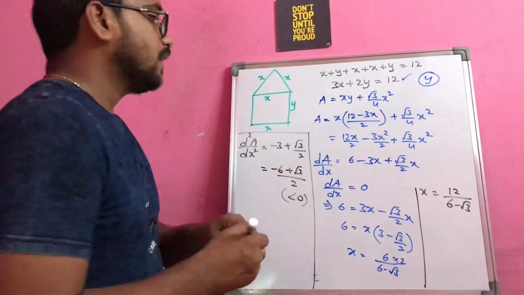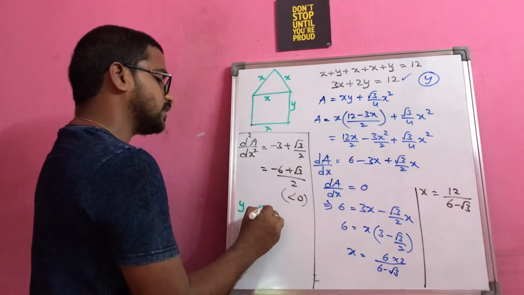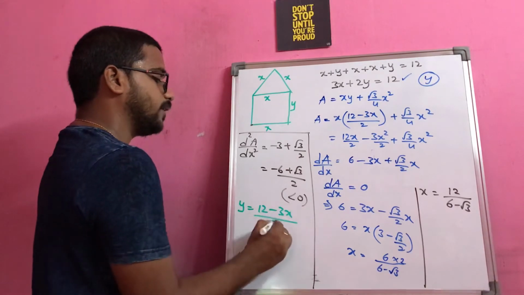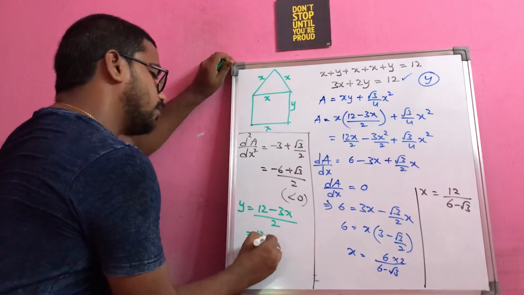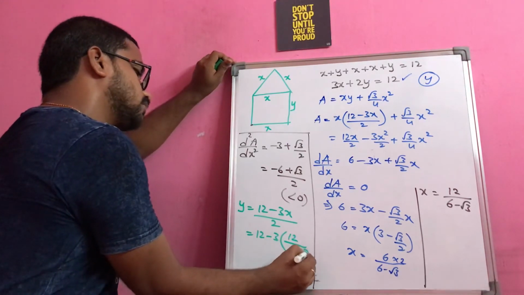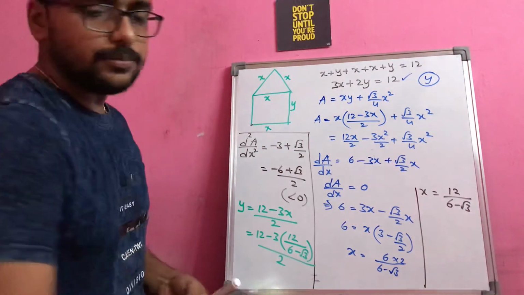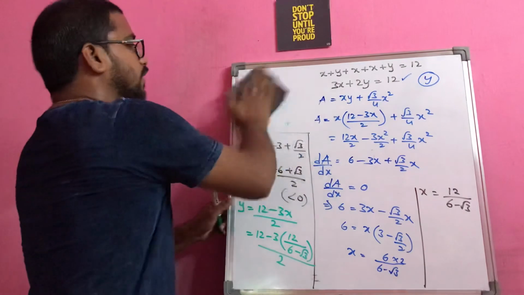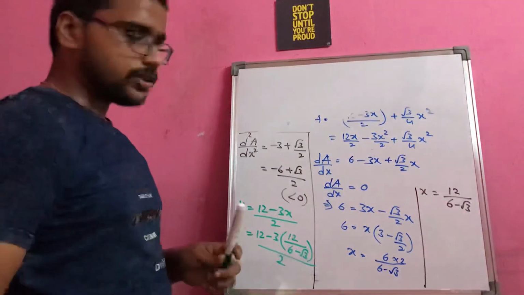But what you have to find in the question is the dimensions of the window. We have the x value, and we have the relation y equal to 12 minus 3x divided by 2. So let us substitute the x value now: 12 minus 3 times 12 divided by 6 minus root 3, whole divided by 2. If you simplify this, you will get the other dimension value, that is y.